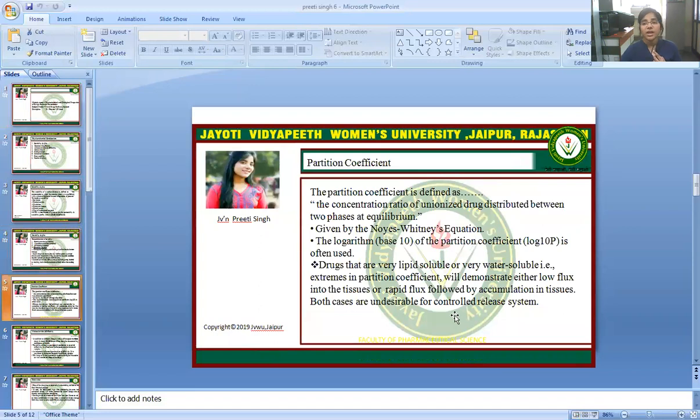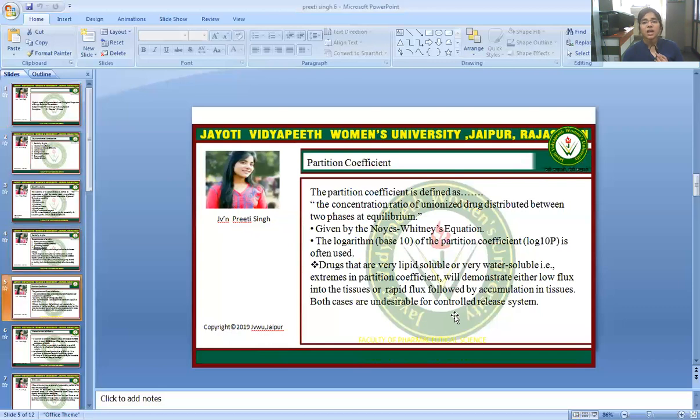So now next one is partition coefficient. Partition coefficient is defined as the concentration ratio of unionized drug distributed between two phases at equilibrium. This is given by the Noyes-Brittain equation, which is based on the log P value and partition coefficient. The logarithm base 10 of the partition coefficient, log 10 P, is often used.